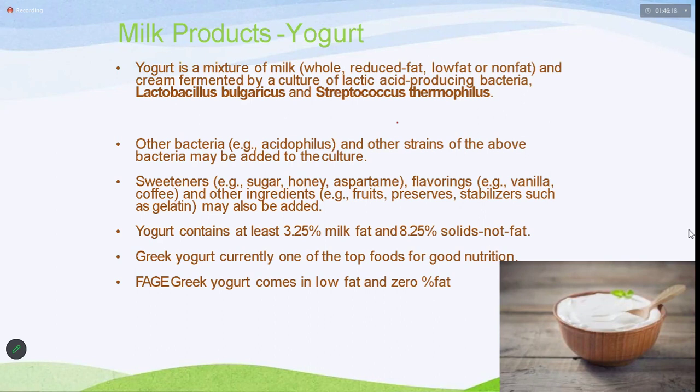During yogurt production, you are using 3.25 milk fat, and yogurt needs to have 8.25 solid non-fat according to the SLS regulations.